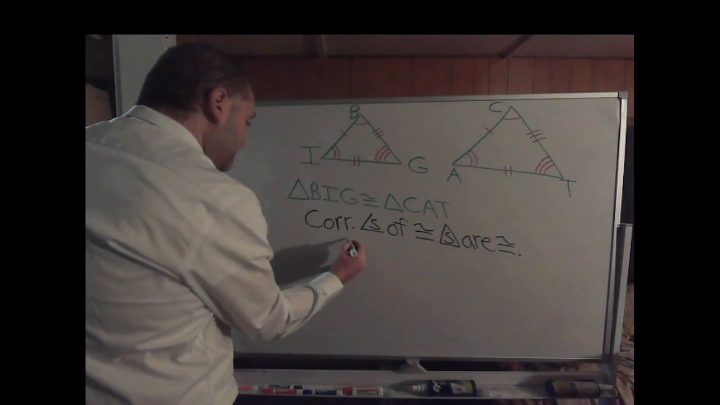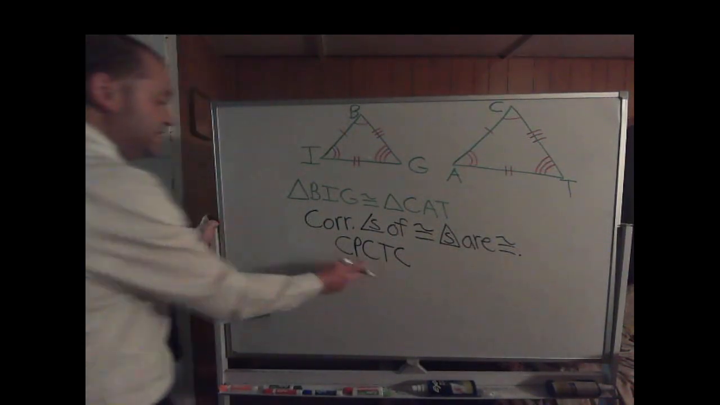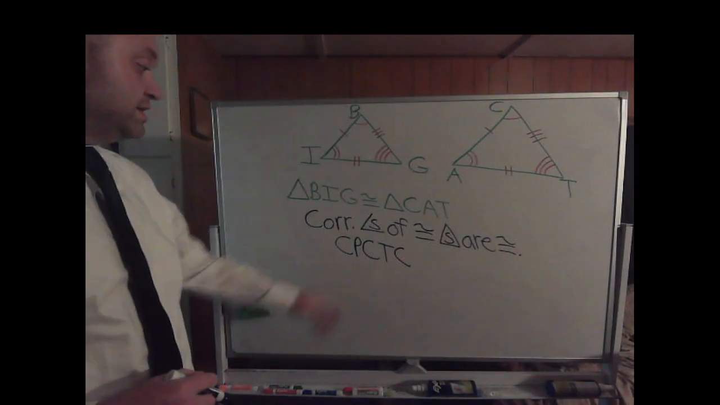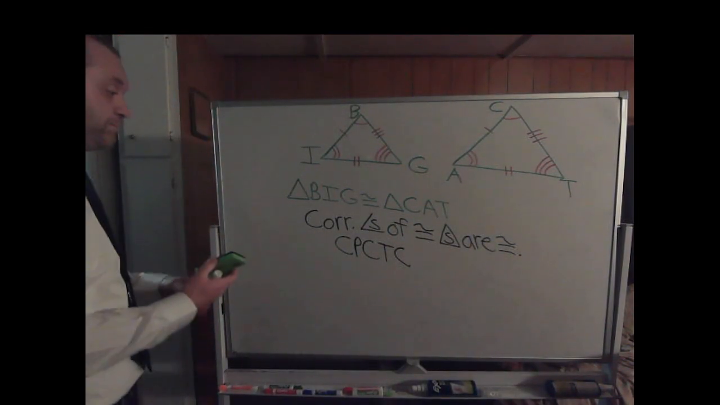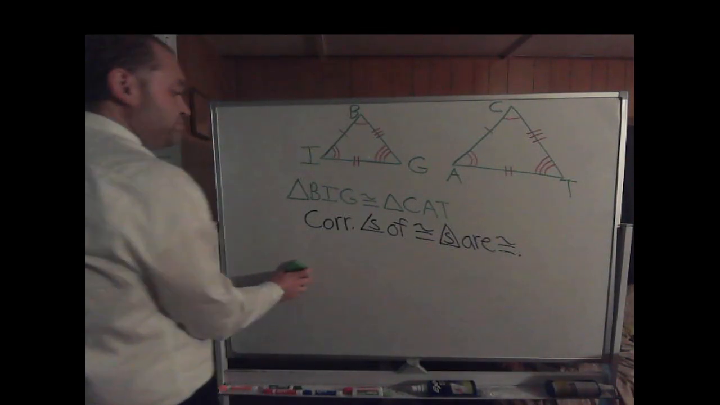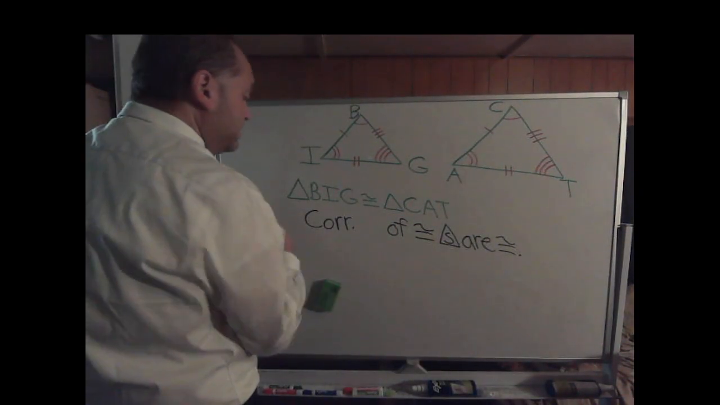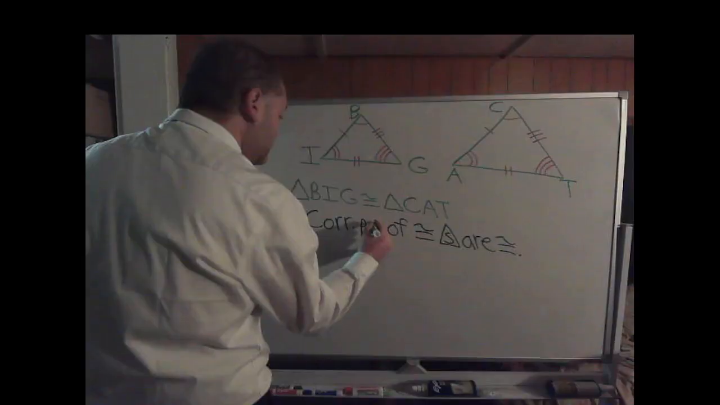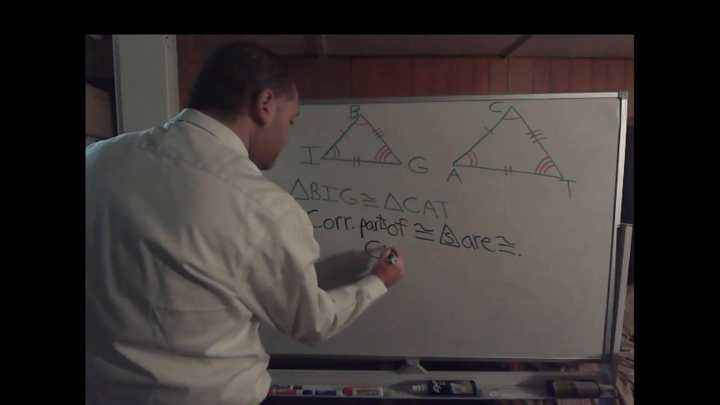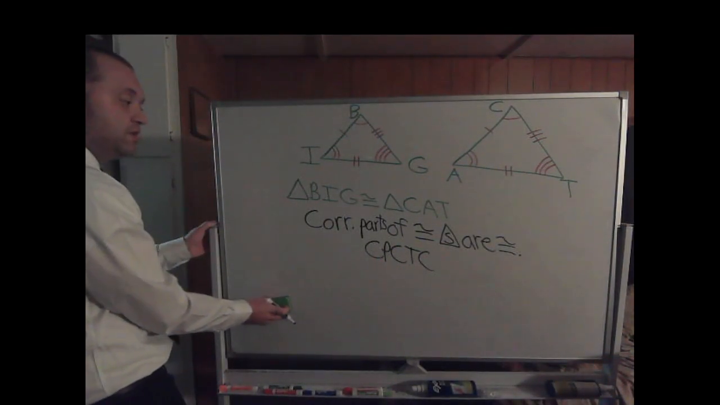We can abbreviate that when we do a proof as CPCTC: corresponding parts of congruent triangles are congruent. So I think that's a very nice thing. Well, corresponding angles, I should say corresponding parts. Angles are parts of a triangle, just like the sides are. So CPCTC, whether that's an angle, a side, or what have you.